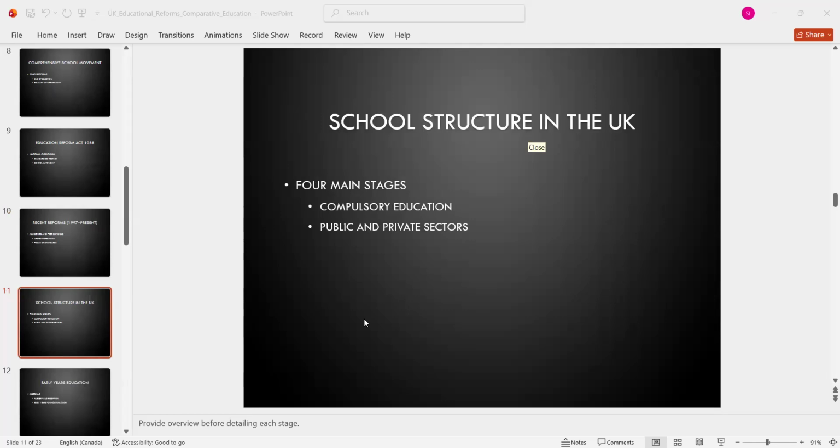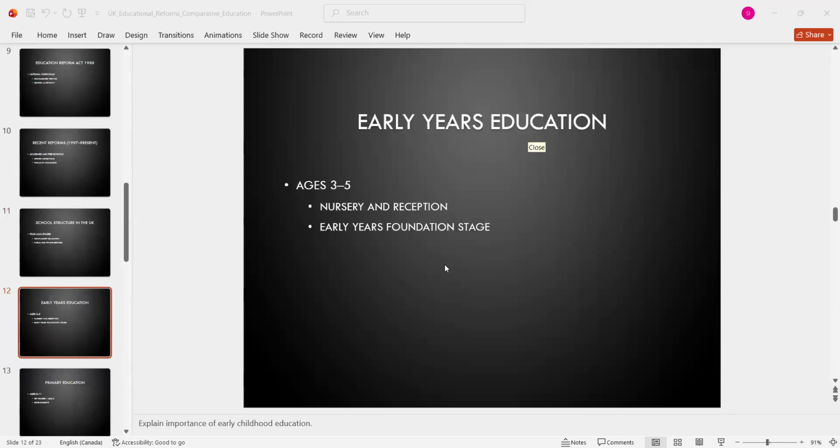In the topic, this part is also a keyword, school structure in the UK. You know what the structure in Sri Lanka is, right? We learn the education systems of so many countries. So here, 4 main stages: compulsory education, public and private sectors. Under compulsory education, they have 4 main stages.